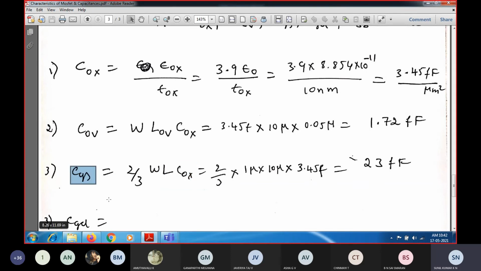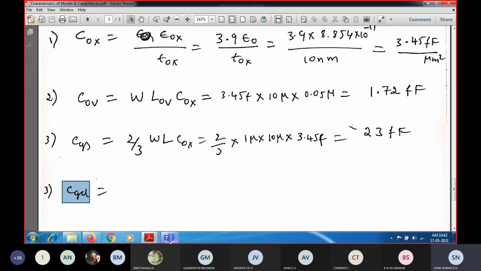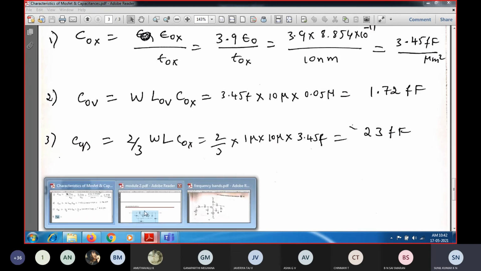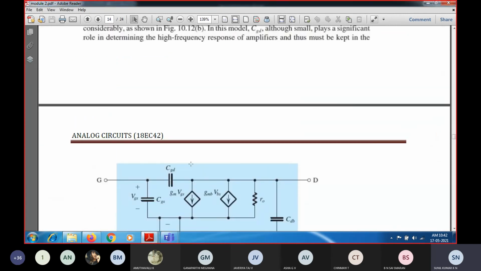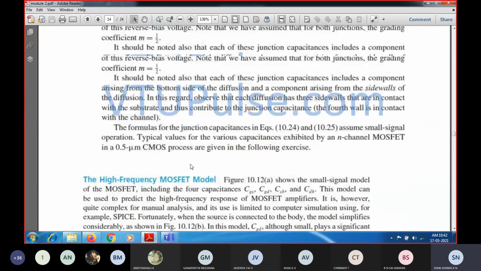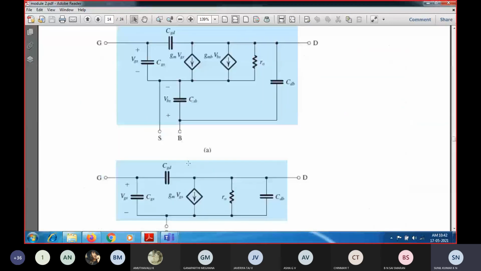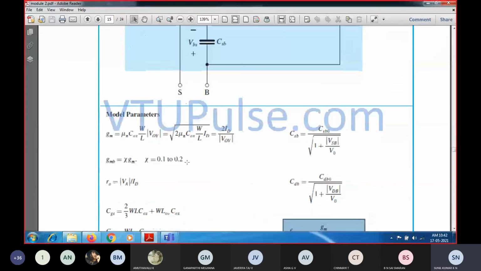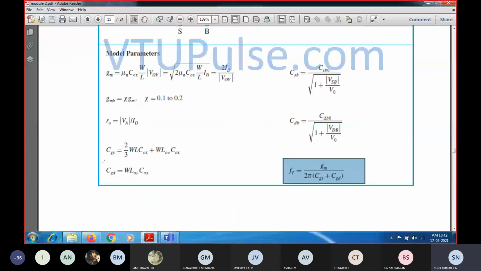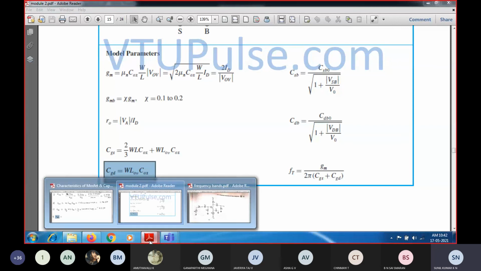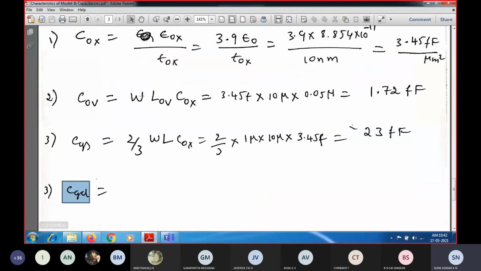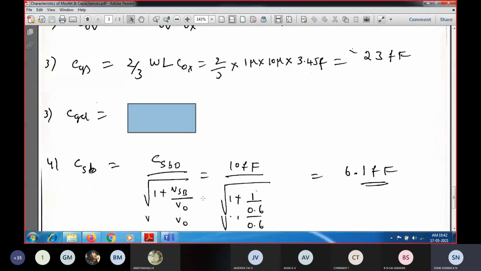So what is the value of CGD? We have just discussed it. In the overall tabular column, CGD when operating in saturation is W into LOV into COX, which remains the same. So that is 1.72 femtofarad that you will be getting as CGD.